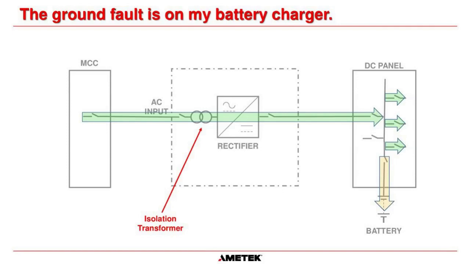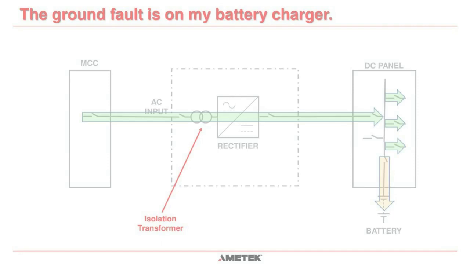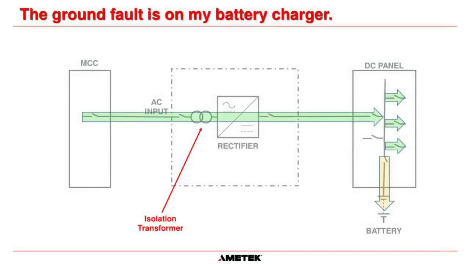Okay, the next one is: the ground fault is on my battery charger. Oh, we hear this all the time. Now, there are obviously some situations where the ground fault could be on the charger, but 99% of the time, the ground fault is always on a load circuit somewhere. And I'm just going to go through this and explain how the ground fault detection system works and why this is a common misconception. Okay.